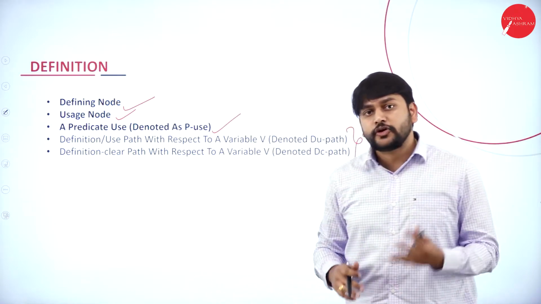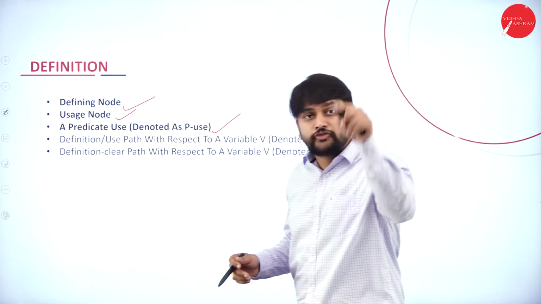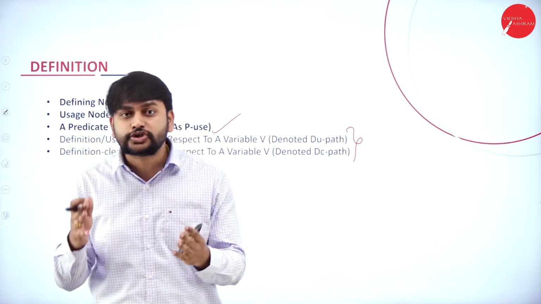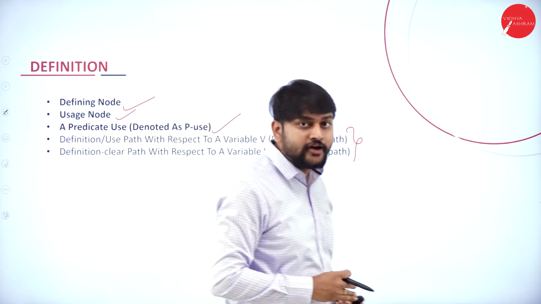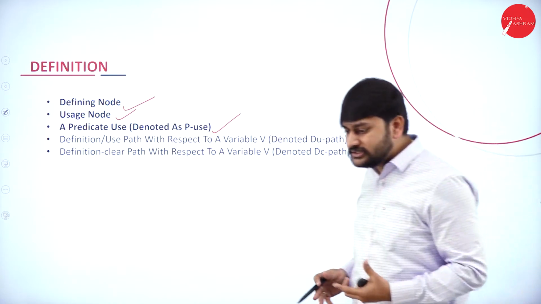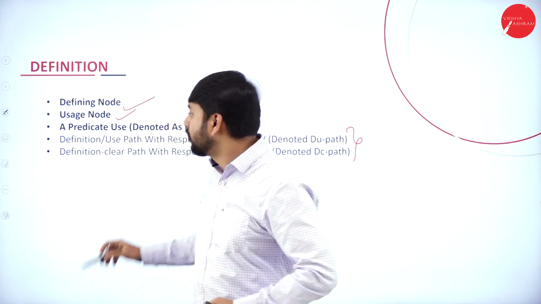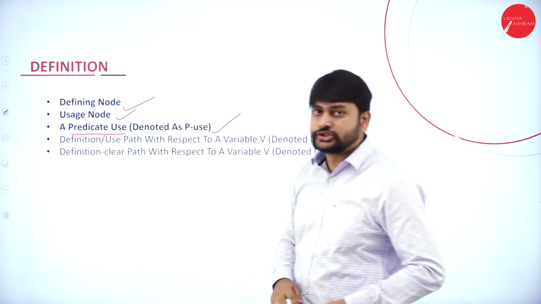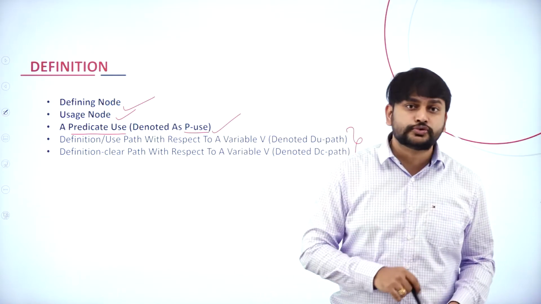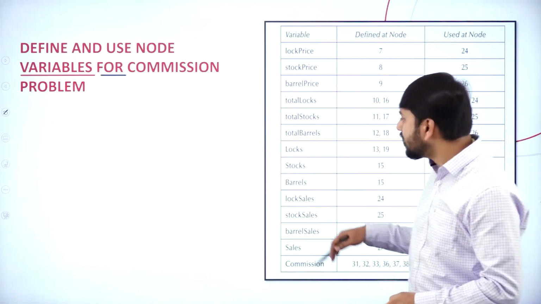So what exactly is the usage node? Where exactly that value is being used, that is what I will call a usage node. And the last one that I have in this session is predicate use. You will be seeing a lot of loops in the decision making nodes. That is what I will call a predicate use, and I will represent that with P use. So let's check that with the help of the chart.